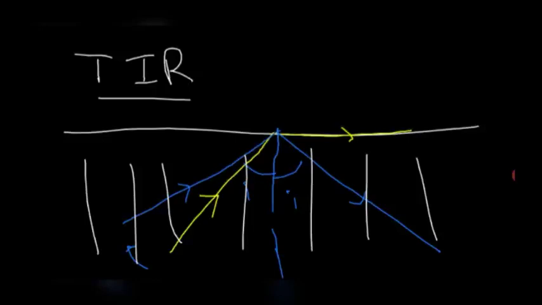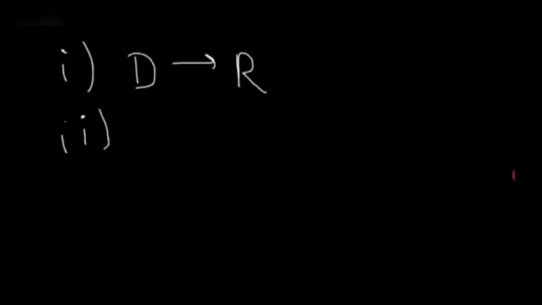Total internal reflection. Understand? And what are the conditions for this to happen? The first one is that it has to go from a denser to a rarer medium, and the second is that the angle of incidence has to be greater than the critical angle for that medium. These are keywords for that medium. You have to write these in the exams.